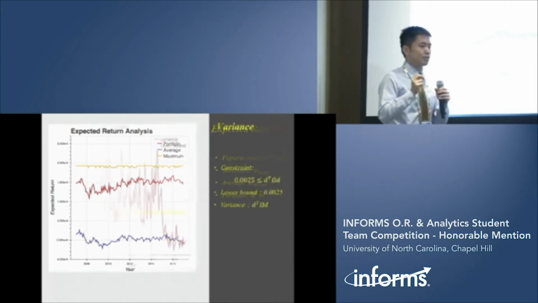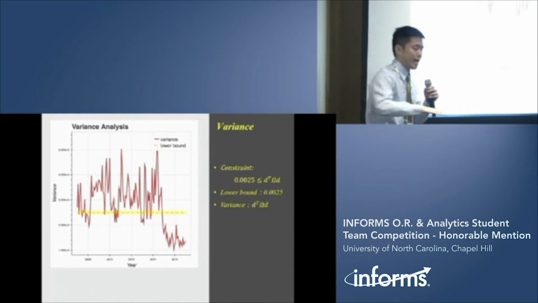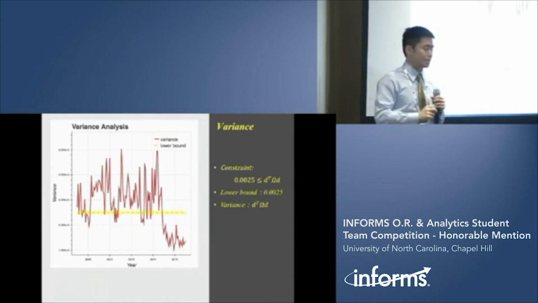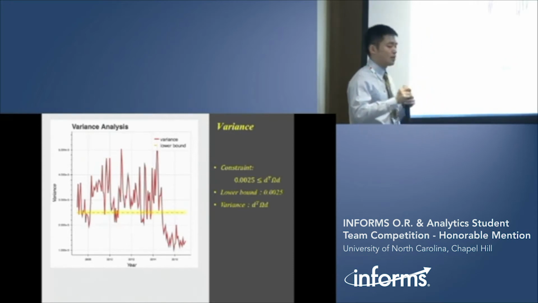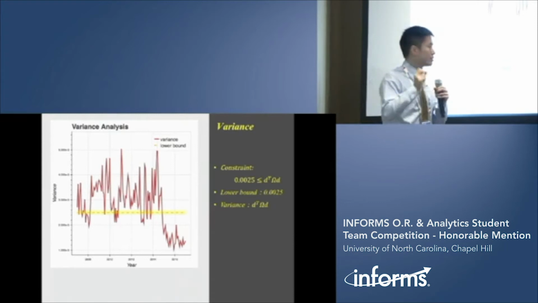And now let's turn to the variance part. We again plot the result across the entire time span of all the data sets. And here notice that the constraint 11 requires the variance to be larger than 0.0025, which can be regarded as the lower bound for the variance. And this is yellow in the figure.